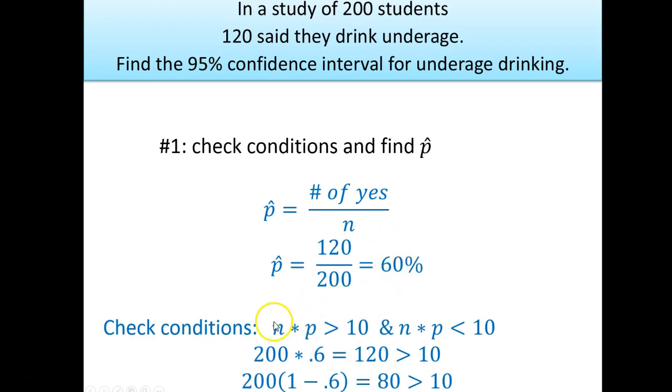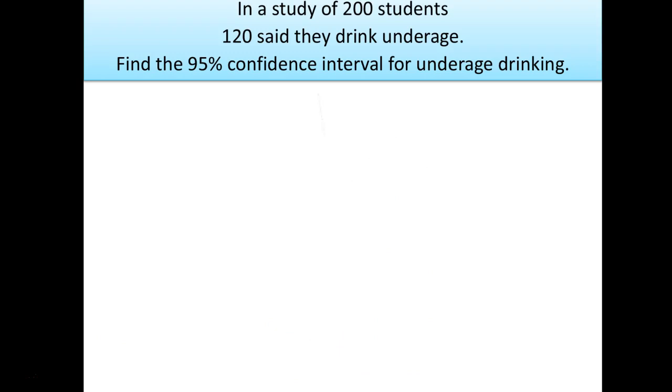I check my condition to make sure that I can actually use a sampling distribution. Those conditions are that N times P is greater than 10, and N times, let's say, 1 minus P is also greater than 10. That is a typo, sorry about that. But when I check both of these, I find out that both 120 and 80, they're both greater than 10. All right, next step, I've got that.